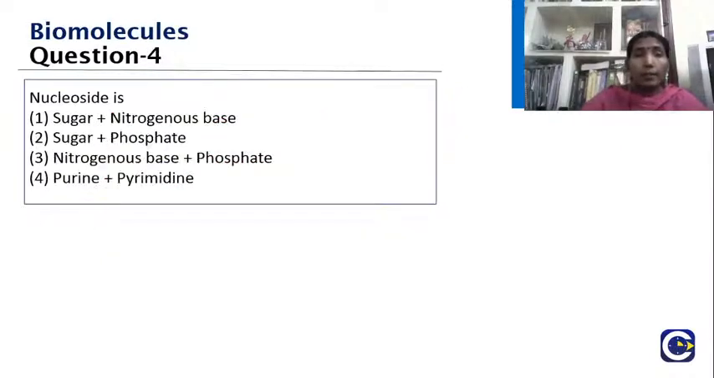We'll move on to the next question. The next question is very simple, direct and very basic. We all know our genetic material, the DNA, and we know the entire structure of that. The nucleoside is sugar plus nitrogenous base, sugar plus phosphate, nitrogenous base plus phosphate, and we have the purine and the pyrimidine. So what do you call it as nucleoside? If you know the very basics, you can very well answer this question.